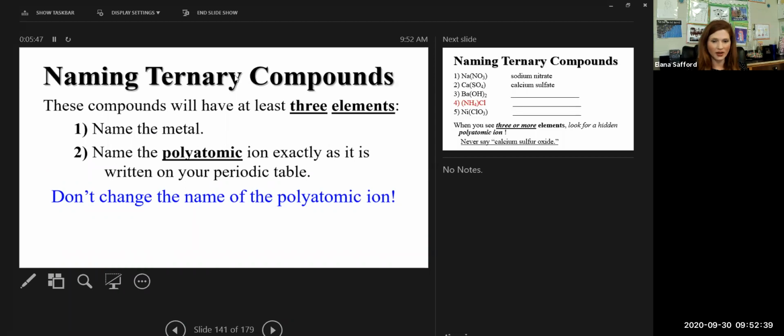So ternary is a fancy word for our polyatomic, and they are going to have at least 3 elements. We're looking at our polyatomic ions. So the first thing I'm going to do is name the metal. We always name the metal first. The next step is to write that name exactly as it is written on your periodic table. Do not change the name of the polyatomic ion. Okay? Don't change it.